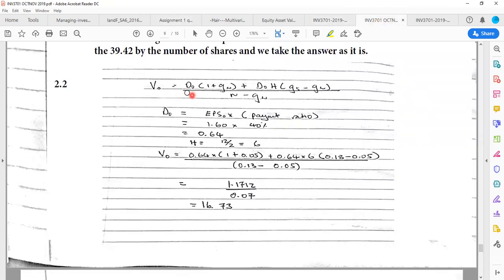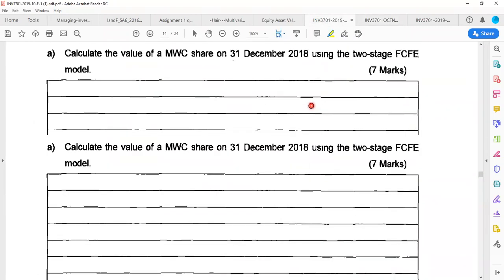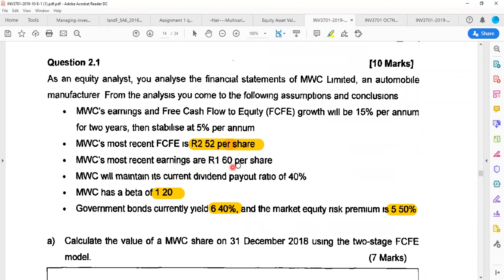So the H model says D0 multiplied by 1 plus GL, this is the slower growth rate, plus D0 times H, the half years of linear decline, GS is the higher growth rate, over R minus GL. So here you have to be careful with your calculator. Remember to put decimals. We don't have the current dividend. Remember, the current dividend is calculated as the EPS multiplied by the payout ratio.